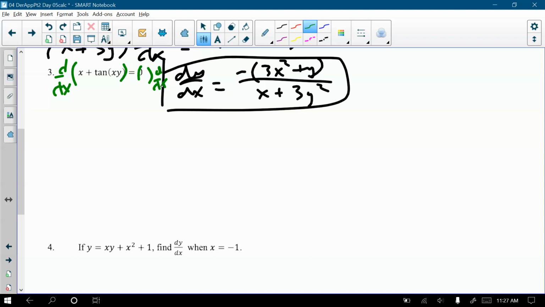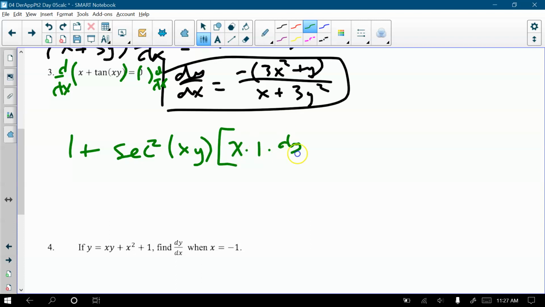The derivative of x is going to be 1 plus the derivative of tangent, which is secant squared of xy. And then this one is really going to be fun because you have to take the derivative of the inside. The derivative of the inside is a product rule with implicit differentiation. So first times derivative of second, so it's going to be x times 1 times dy/dx. This was the derivative of y. And then plus second times the derivative of the first, and on the other side equals 0.